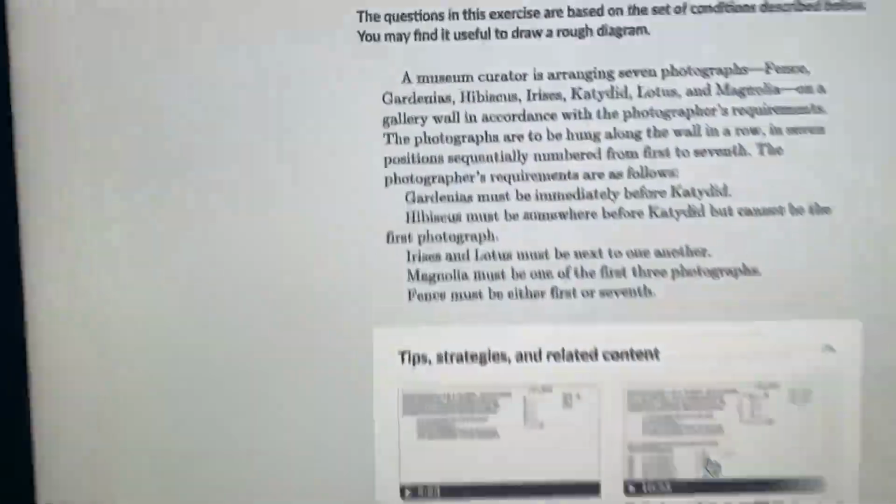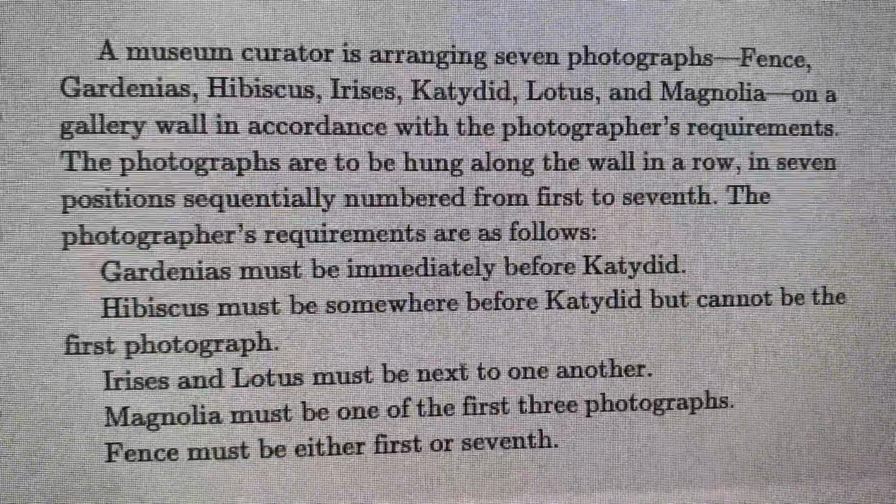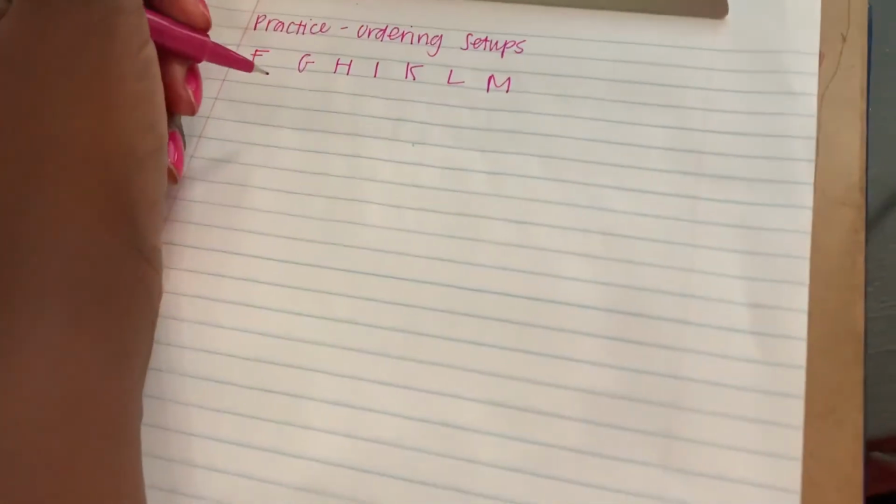And then it says they're numbered from 1st to 7th. So I'm gonna put that here as well. Skip down a little bit. And then, oh my God, my hand is ashy.